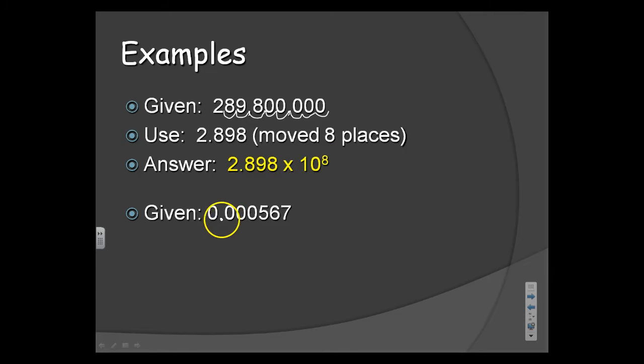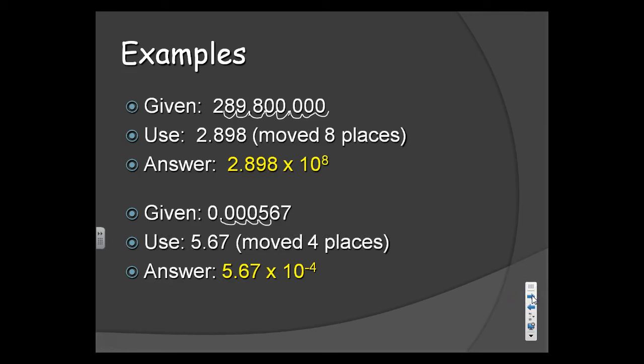Here we have a small number, and so we're going to do the same sort of thing. Here we can see the decimal, and we're just going to move that until we get a number between 1 and 10. 1, 2, 3. We can't stop there because I don't have a number between 1 and 10. 4. So 5.67 is a number that is between 1 and 10, and I moved the decimal 4 places. This is a small number, so that's why I made it negative.